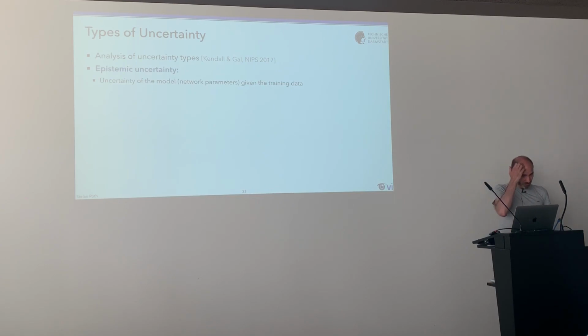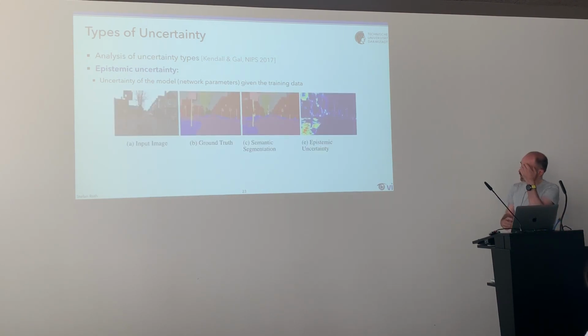Okay, so before we solve that question, one thing to think about is what does uncertainty even mean? There's a very nice analysis from Kendall and Gal, NIPS 2017, about what uncertainties in computer vision arise and what we might want to do about them. They basically divide the uncertainty in networks for computer vision tasks into two things: epistemic uncertainty, which is basically the uncertainty of the model, or if you think of it just as a neural network, the network parameters given the training data.